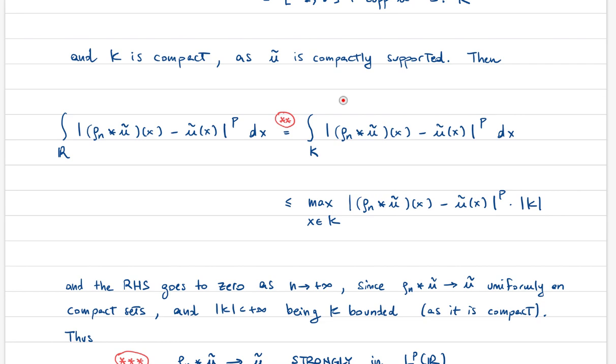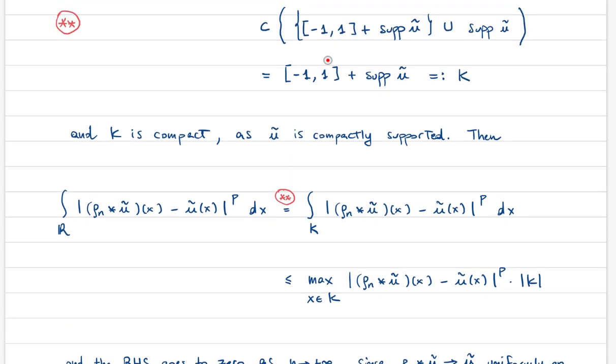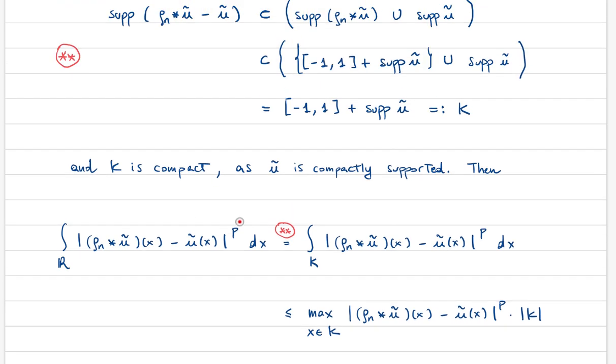This is equal to... okay, not the same thing, but okay, by 2 was this estimate here. So the support of this guy, which is given here, is contained in this set k, as we showed in 2. So it means that this quantity here is 0 outside of k.